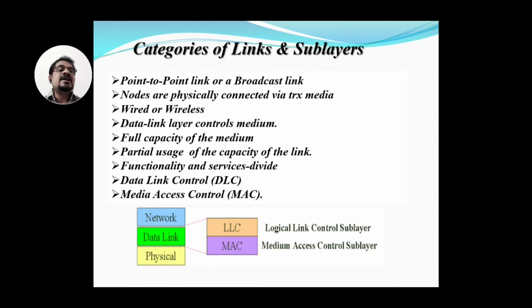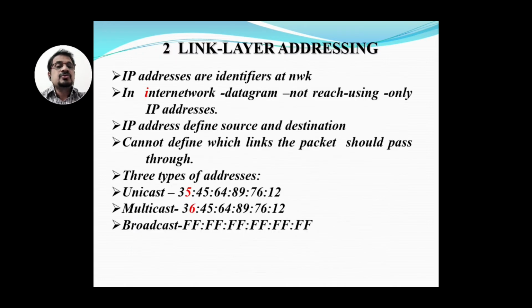The functionality and services are going to be divided: the entire data link layer is going to be divided into a logical link control sublayer and a medium access control sublayer. Only the data link layer alone is going to be split into two sublayers, the logical link control sublayer and the medium access control sublayer, which are named LLC and MAC. According to that, the functionality and services are divided into the two sublayers.